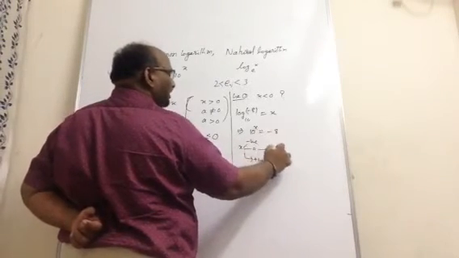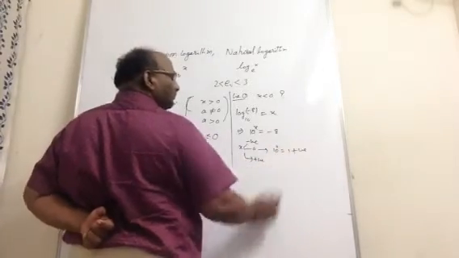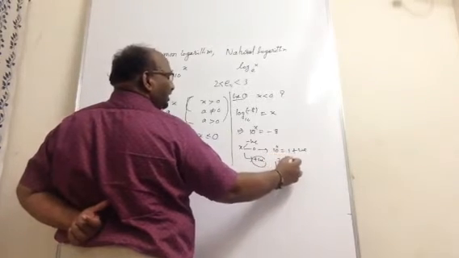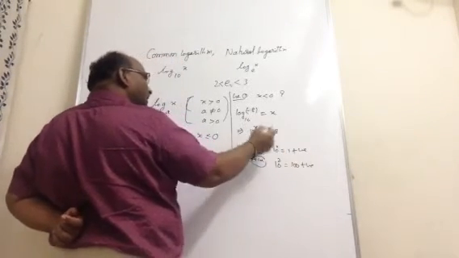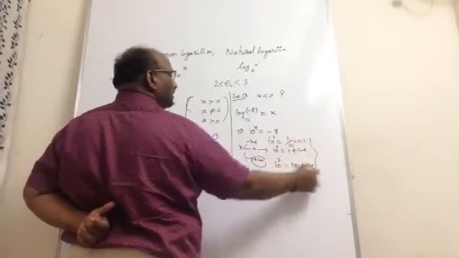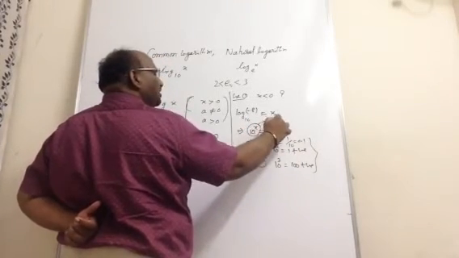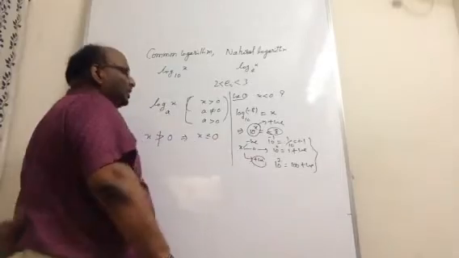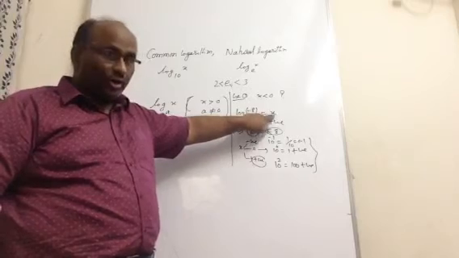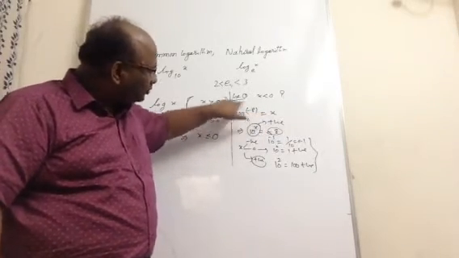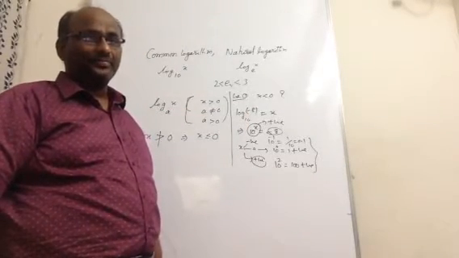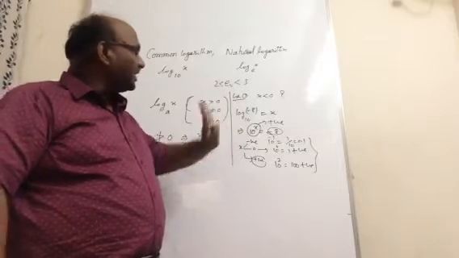Suppose x is 0, 10 power 0 is 1, which is positive. Suppose a positive number, any number you take, half or 2 or 100, which is also positive. A negative number you take, x as minus 1, it is also positive. That means this is always positive, but the RHS is negative. That means there is no x which satisfies this relation, which means it has no value. It has no value means log is not defined for negative numbers. So log minus 8 is not defined.